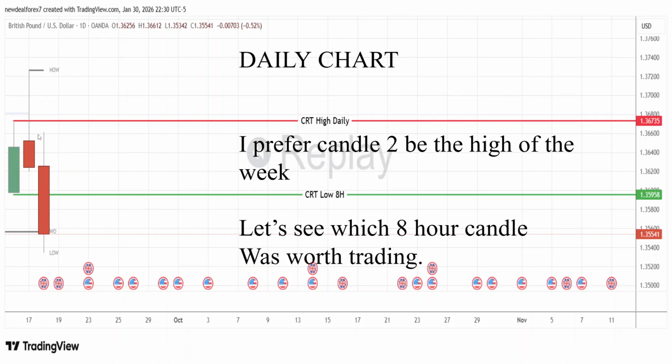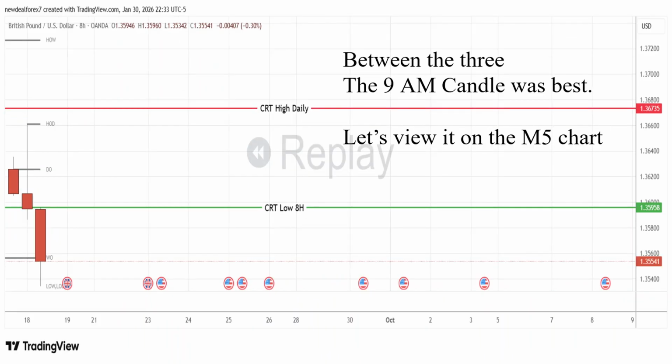This is the day that we're going to trade. So now we see which 8-hour candle is worth trading. Forgetting the 1700, we're only going to focus on 1 a.m. or 9 a.m. So let's see. In this case, between the three, the 9 a.m. was the best. But why is that?